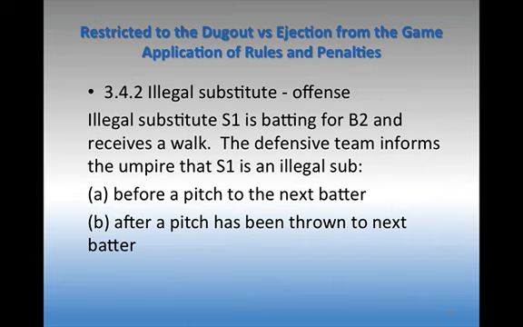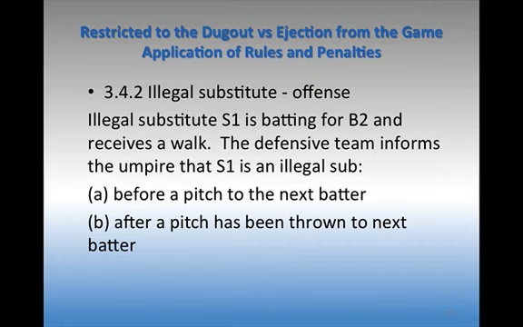Illegal substitute offense. Illegal substitute S1 is batting for B2 and receives a walk. The defensive team informs the umpire that S1 is an illegal substitute, A, before the pitch to the next batter, and then B, after the pitch has been thrown to the next batter.